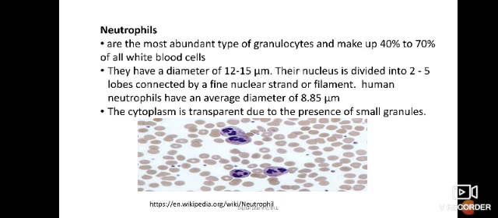They are the most abundant type of WBCs, are granulocytes, and make up 40 to 70% of all white blood cells. They have a diameter of 12 to 15 micrometers. Their nucleus is divided into 2 to 5 lobes connected by a fine nuclear strand or filament. Human neutrophils have an average diameter of 8.85 micrometers. The cytoplasm is transparent due to the presence of small granules.